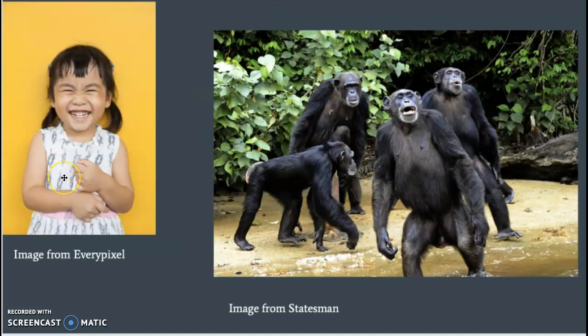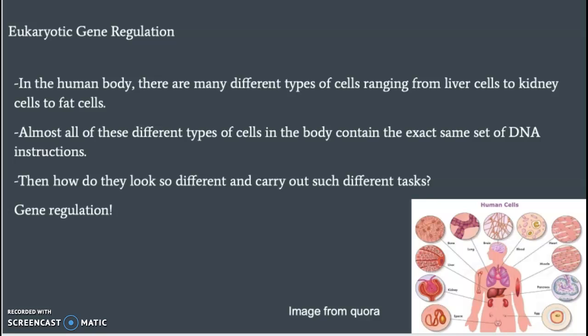So first, let's take a look at these two images. On the left side, we have a girl who is very happy and smiling, and on the right side, we have chimpanzees. So obviously, this human girl is very different from chimpanzees. But what if I told you that humans and chimpanzees have DNA that is about 99% similar? You might be wondering, whoa, how? Well, that's due to gene regulation.